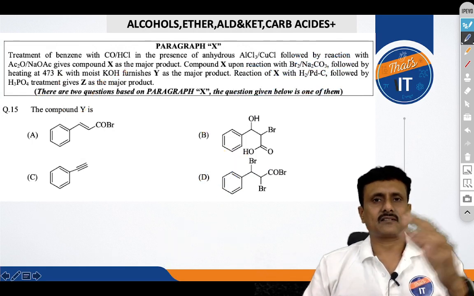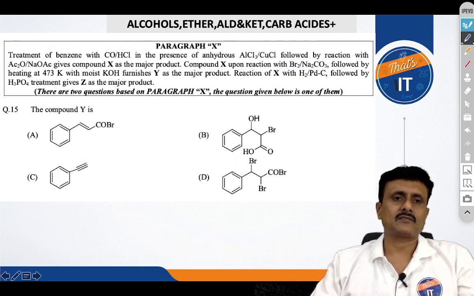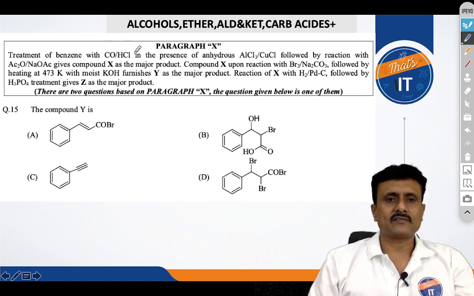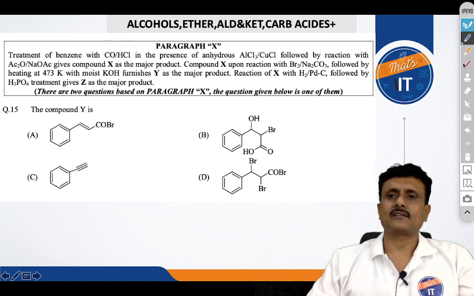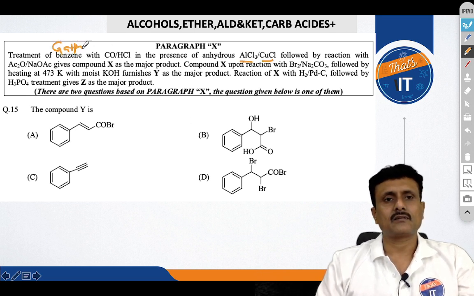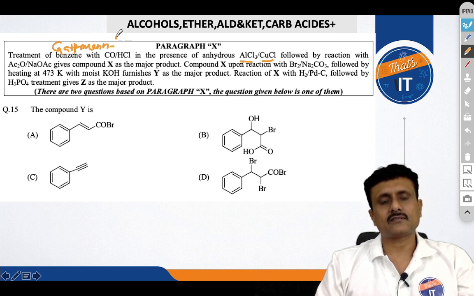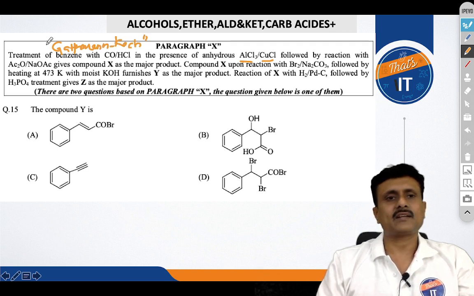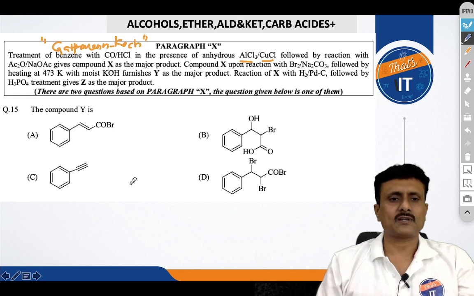Most of the questions are sequential route map questions. You can see that treatment of benzene with CO and HCl in presence of aluminum chloride, right? You know that it is the Gattermann-Koch reaction if there is phenol, but a kind of Gattermann-Koch reaction only. So what will happen initially?